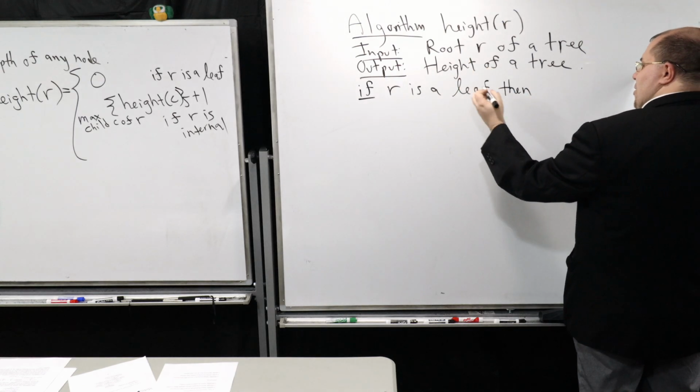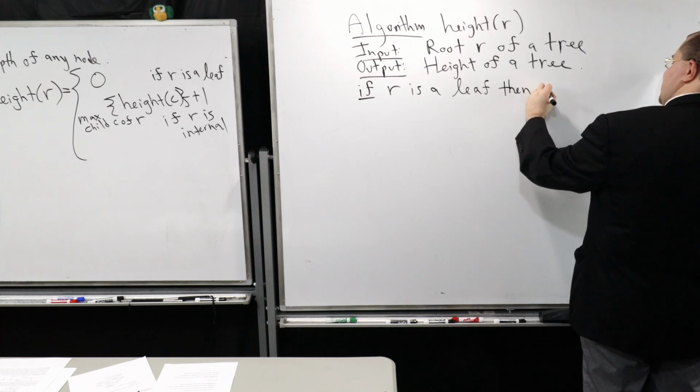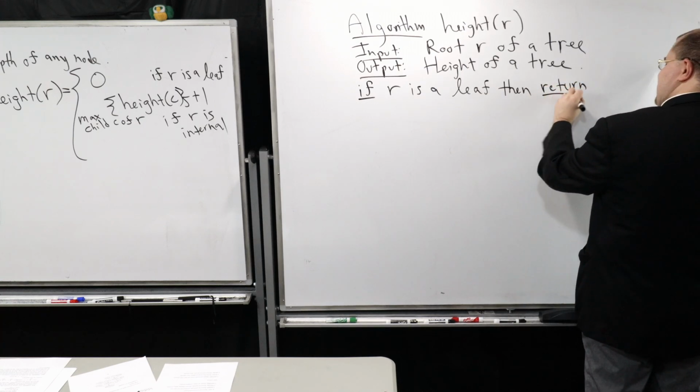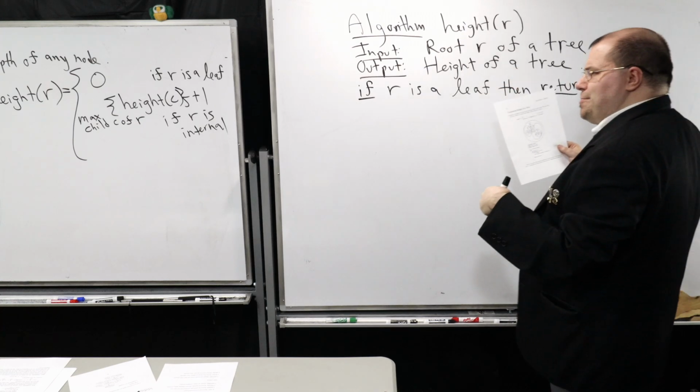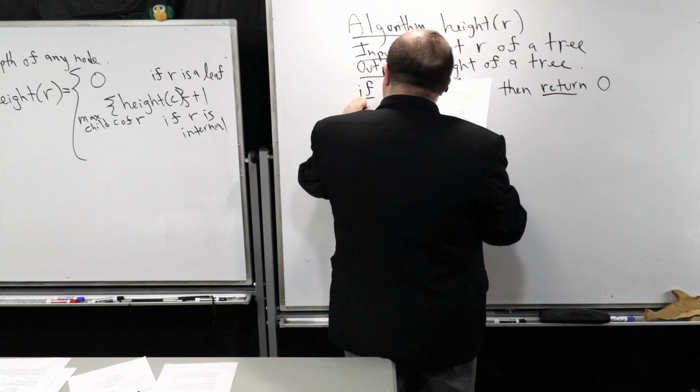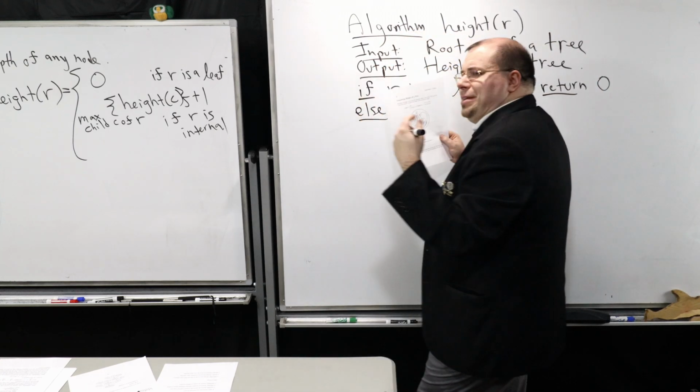So if r is a leaf, then I'm just going to return 0. That's what my formula over there says, the one we came up with together.